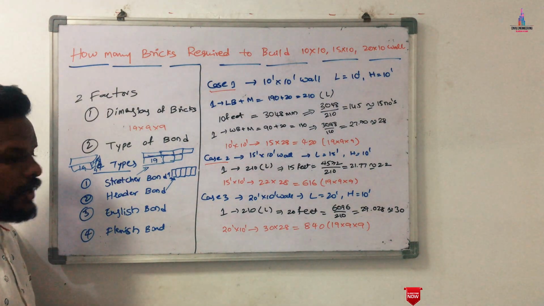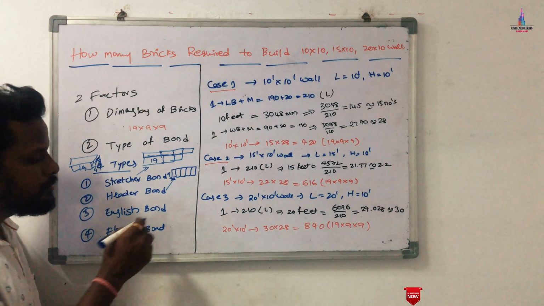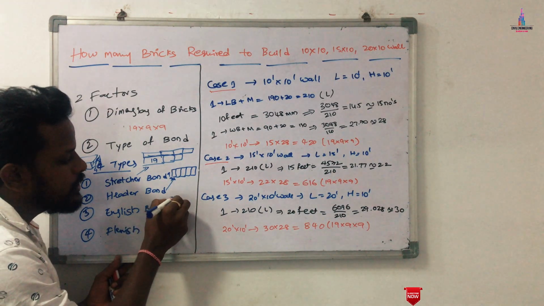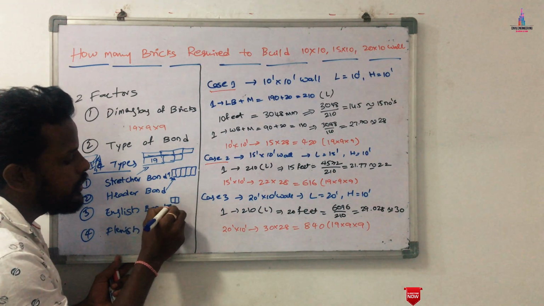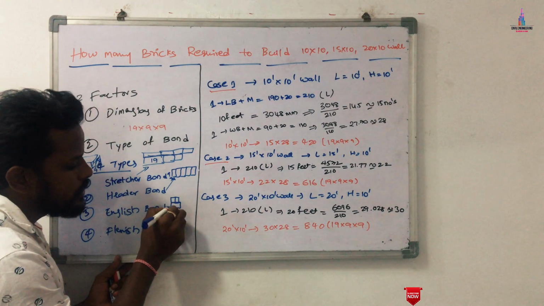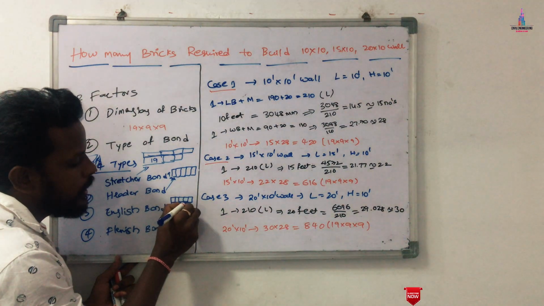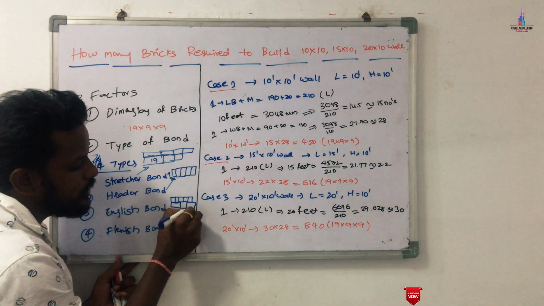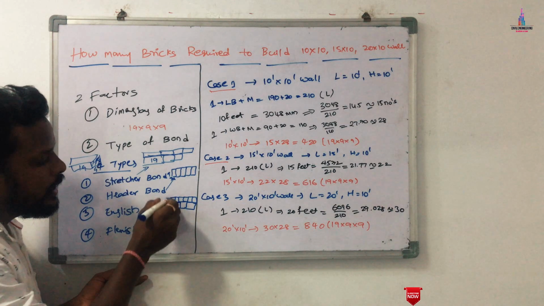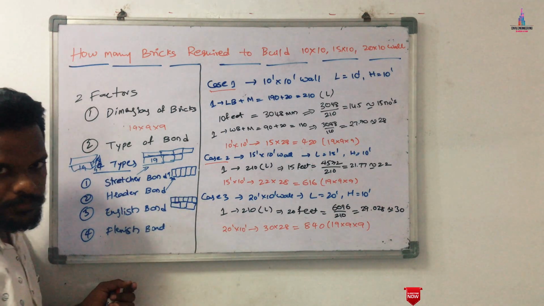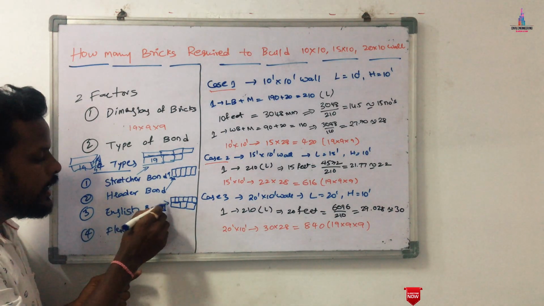Again, we have one more bond, which is the English bond. In the English bond, initially we consider two headers, and under these headers we consider one stretcher. In the same way, we prolong this section like this: two headers and below that one stretcher. So you can call it a header-stretcher bond, and that comes under the English bond.